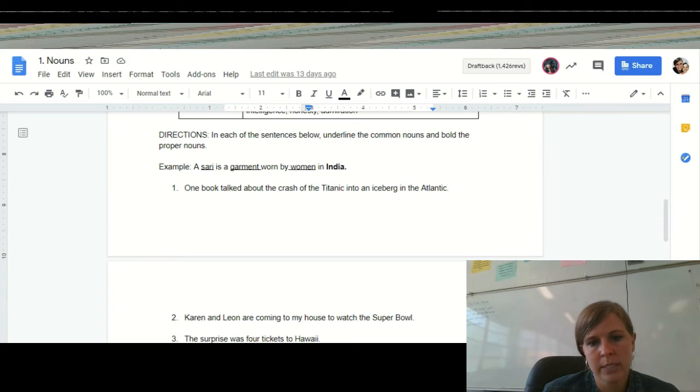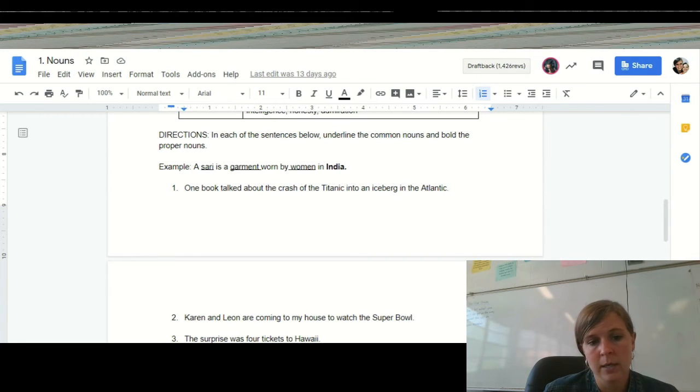So if we did number one together, we have: one book talked about the crash of the Titanic into an iceberg in the Atlantic. Now, if you just focus on the common nouns first, you would have book, crash, and I'm going to go back to that in a second, and then you have iceberg. Okay, now some students would argue crash is a verb. It's an action.